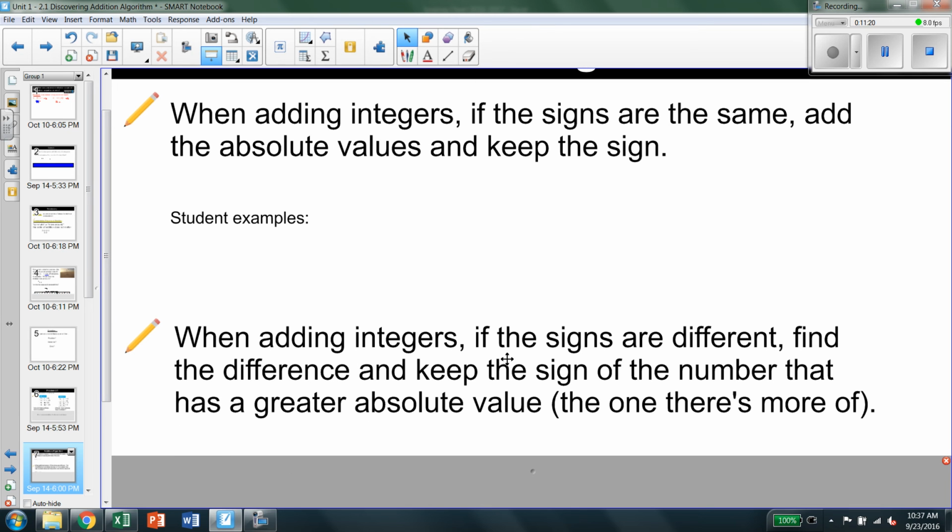When adding integers, if the signs are different, find the difference of the absolute values and keep the sign of the number that has the greater absolute value. So again, if there are more negatives than positives, your answer is going to be negative. If there are more positives than negatives, your answer is going to be positive.